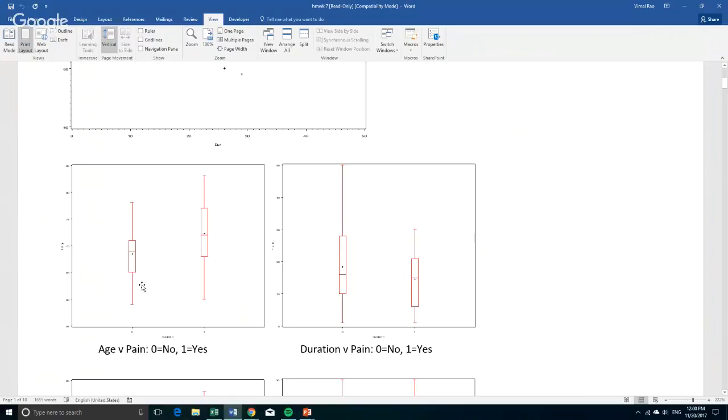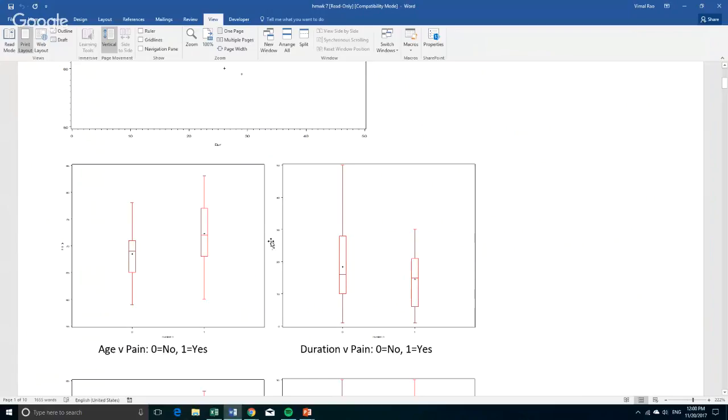Now we have our response variable pain. So no pain is on the left, yes pain is on the right, by age. So it certainly looks like the elder persons experienced pain more often than younger persons. And now we have duration versus pain. It certainly looks like people who experience pain did not have to wait as long.